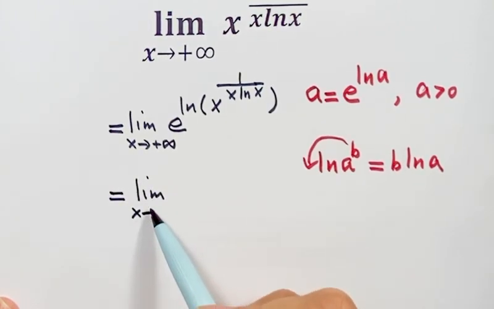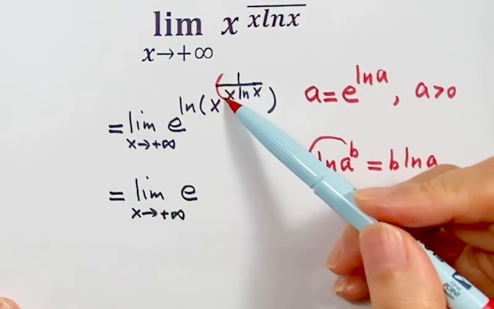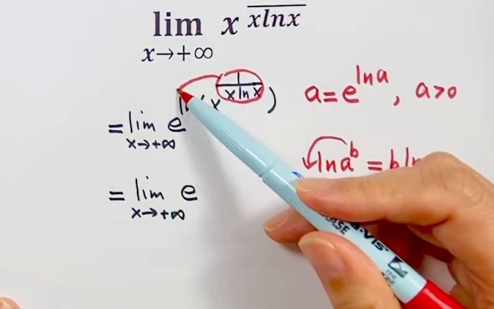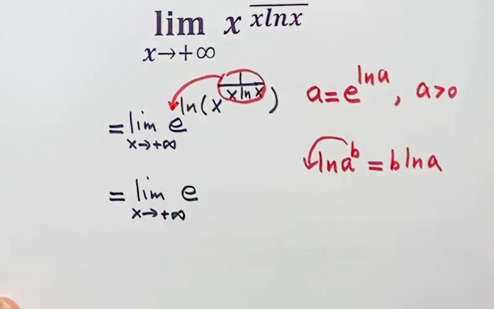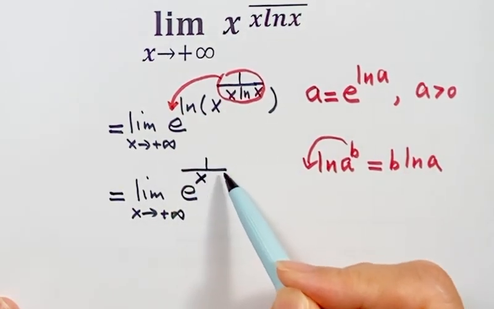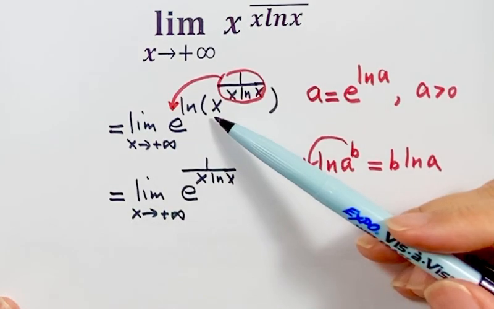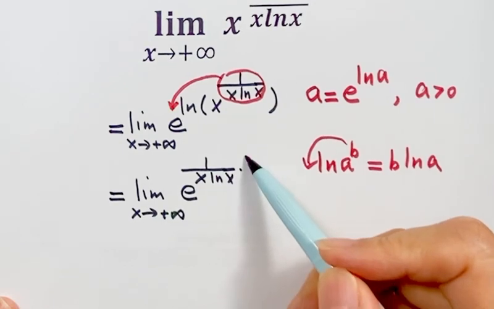Again, we are going to copy this part. So then we have e. Then what is the exponent? What is the b here? In this case, just this part, we can move to the front. That's why we have 1 over x times log of x. Then what's left inside? Just log of x.